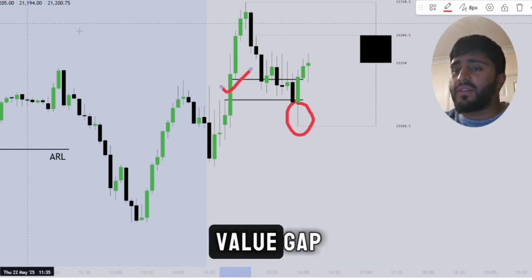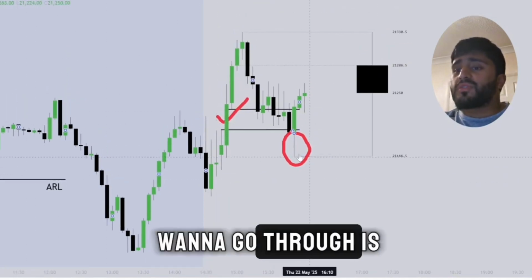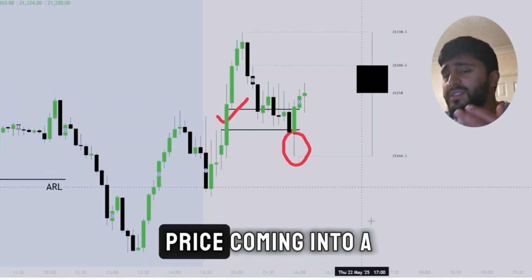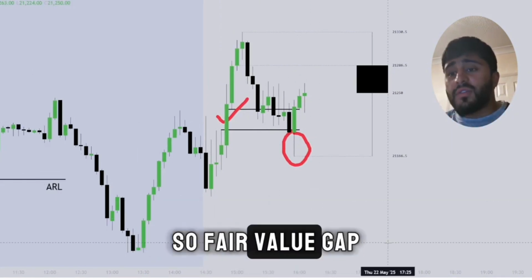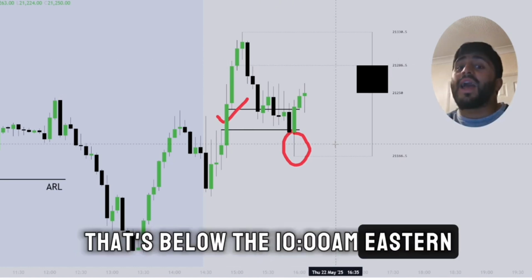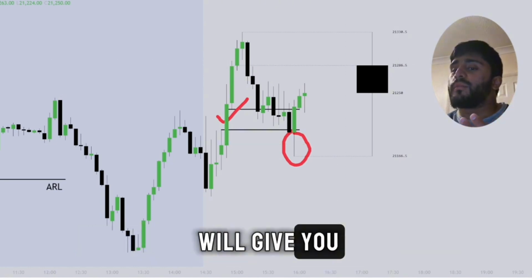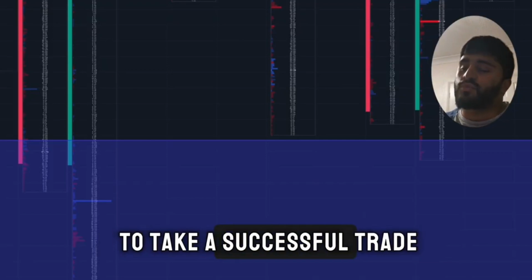It validates the fair value gap. So one other thing I want to go through is a finished auction. When you see price coming into a fair value gap, you want to see a finished auction, right? So a fair value gap that's below the 10 a.m. Eastern and a finished auction will give you basically everything you need to take a successful trade.